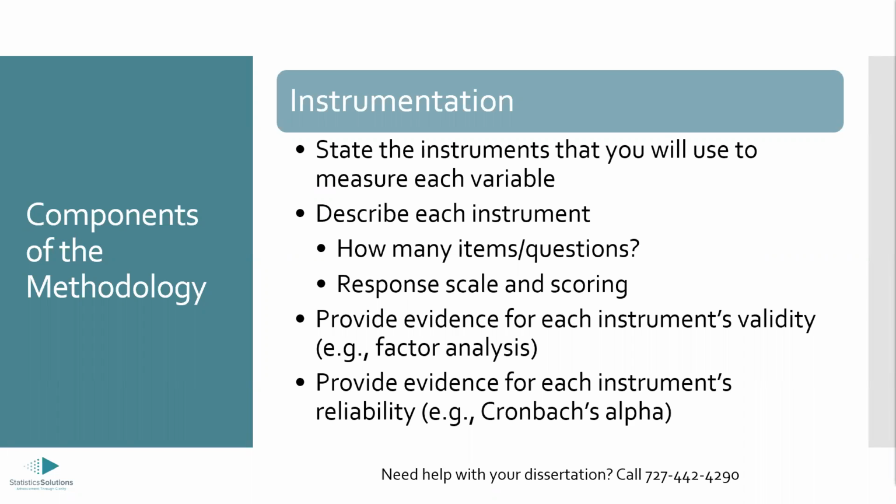And so those are all statistics that you can usually find in the article that describes how the instrument was originally created and developed. In that original article, the very first article that talks about the instrument, is where you would usually find all of the statistical tests that were done to establish initial evidence for validity and reliability. And then you want to take that information from the article and report it in your instrumentation section as evidence for the instrument's validity and reliability.